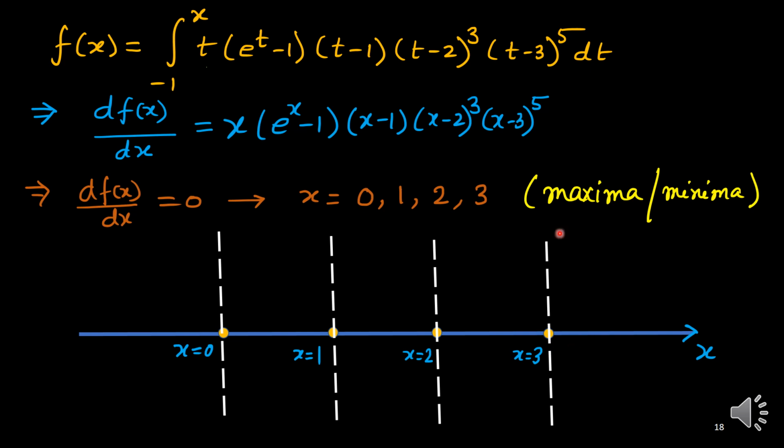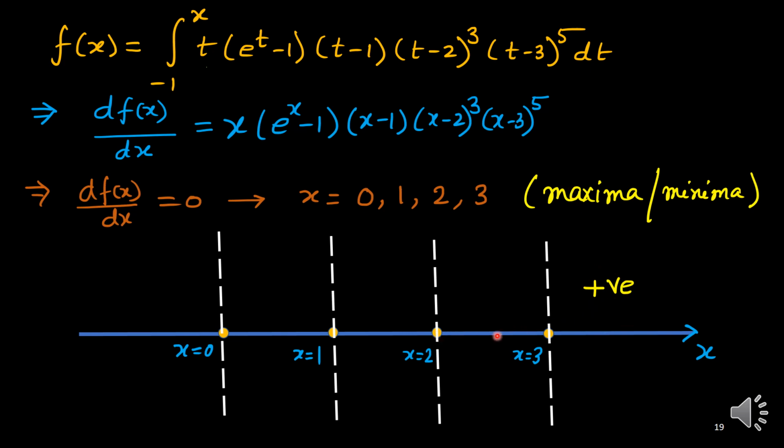So this factor x minus 3 will be positive. If I replace x by 4, 4 minus 3 is 1, which is positive. Similarly here, this is also positive, this is positive, this is positive, this is positive. So all factors have a positive sign, so the total product will have a positive sign. Thus any point on the right side will have a positive sign, so this derivative function will have a positive sign here.